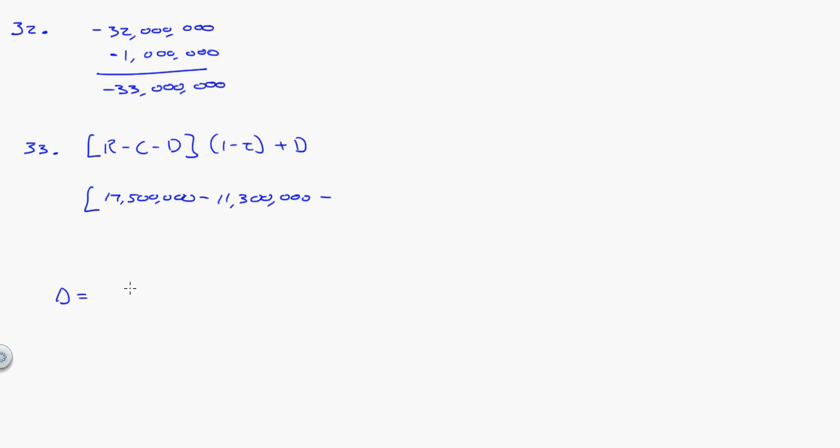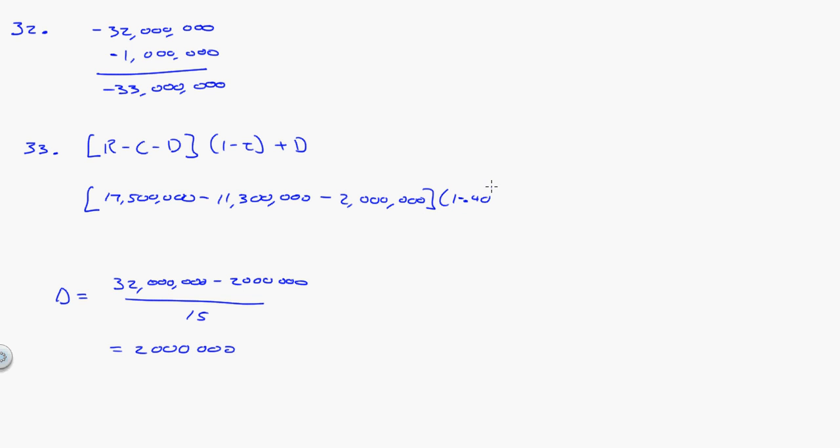So depreciation is equal to the cost of my property, my plant and equipment, which is $32 million, minus my salvage value, which is $2 million, divided by the 15 years, so that's $2 million in depreciation. So minus 2, times 1 minus a tax rate of 40%, plus depreciation of $2 million.